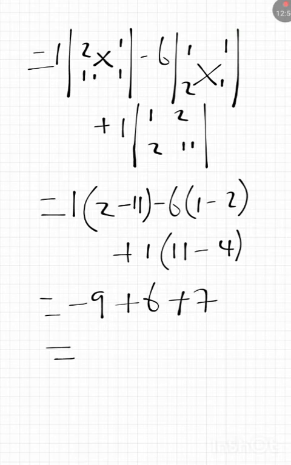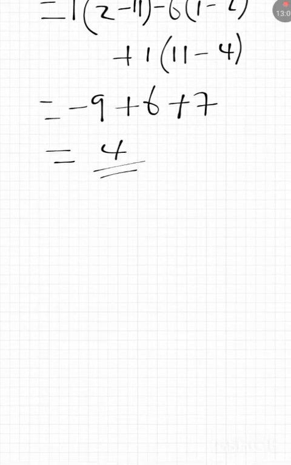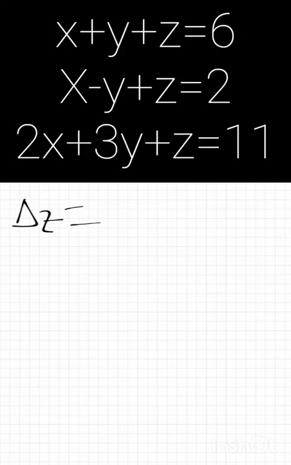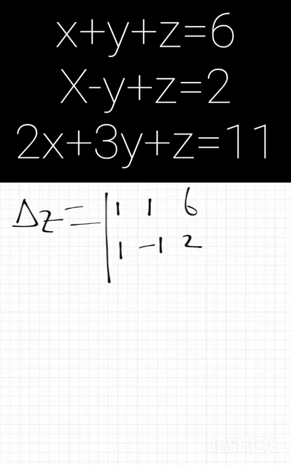So let's add the whole of this together. At the end of the day, I have 4. Now remaining one more to go. That is for delta z. How do we get delta z? I'm going to use the constant term to replace all the elements in the z column. So I have this: 1, 1, 6, 1, minus 1, 2, and I have 2, 3, 11.